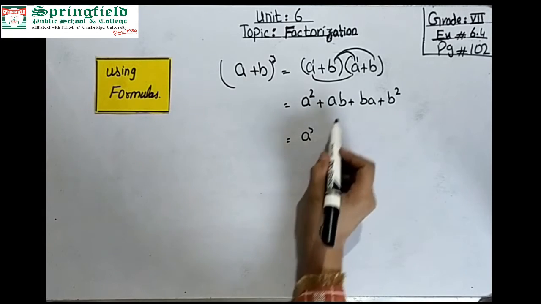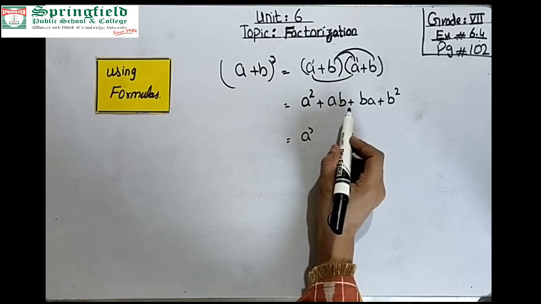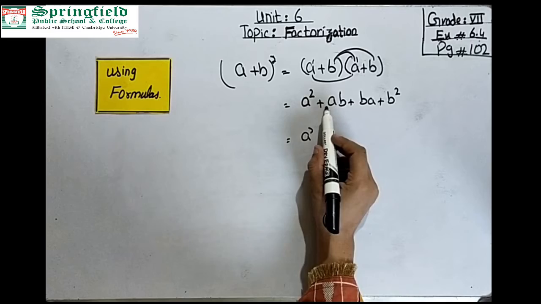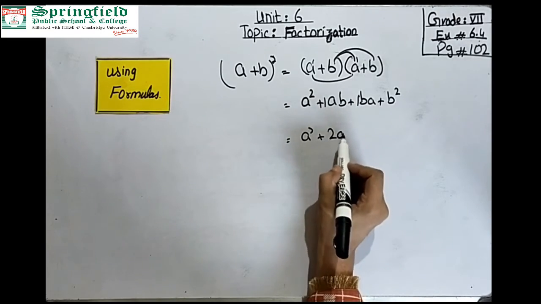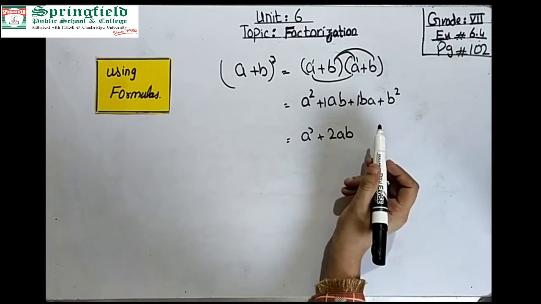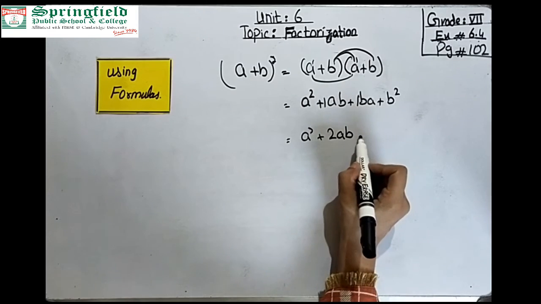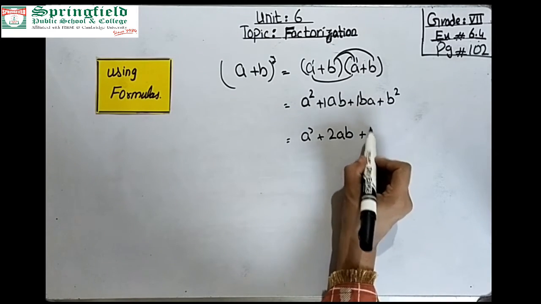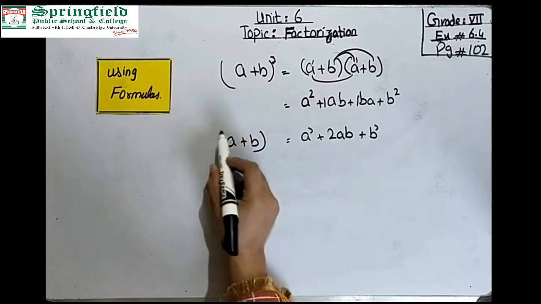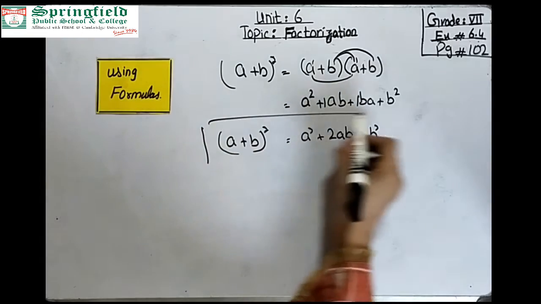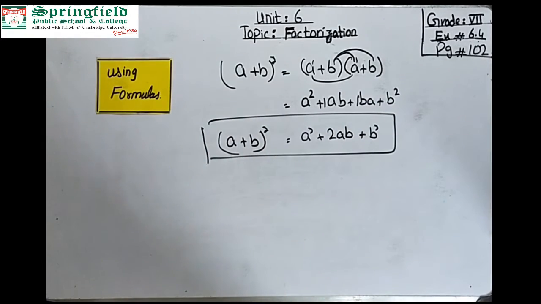So a square, and during addition and subtraction, the coefficients will add and subtract. So the coefficients are 1 and 1. It will become 2ab; ab and ba have the same meaning. So 2ab plus b square. So it means (a plus b) whole square is equal to a square plus 2ab plus b square. This is the fixed formula.